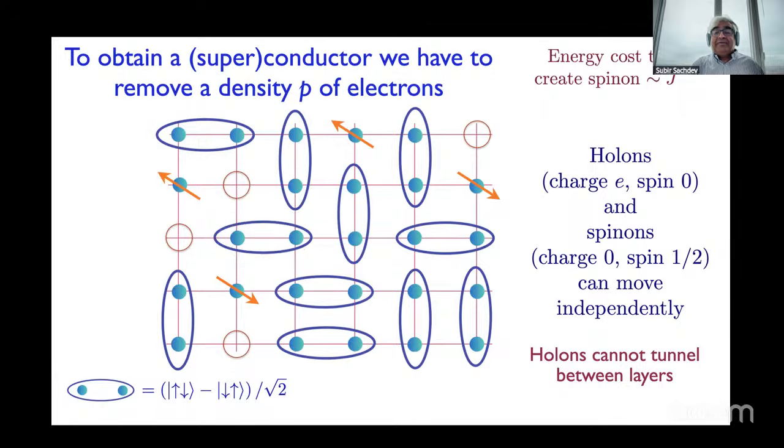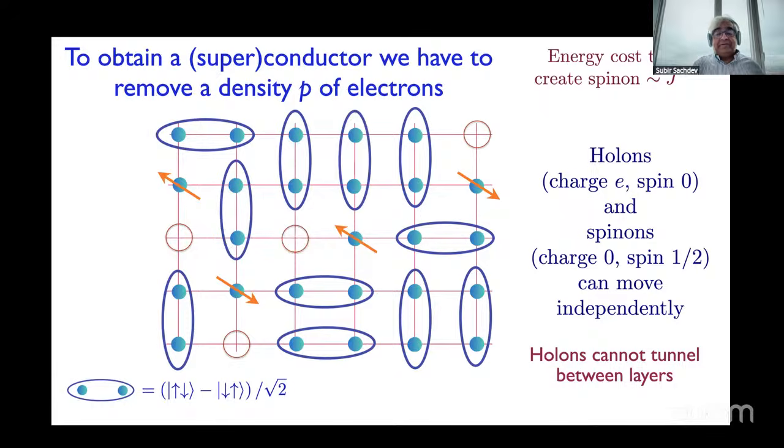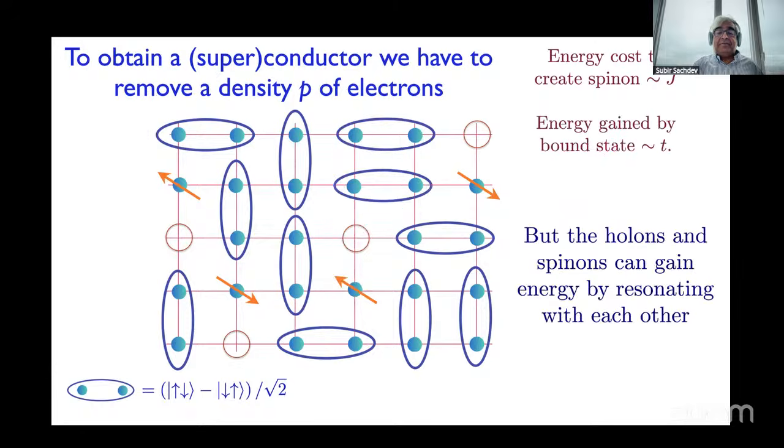So what's the answer? Well, the answer is the following. Now, in the ground state, these spins want to bind up to form singlets, and that will gain you energy J. But you can imagine the following, where each holon that you have put into the system creates a spinon at energy J. So that costs you some energy. But now, once you have the spinon, you can have this resonance like this between the holon and the spinon, and that gains you energy T, because that's the hopping matrix element.